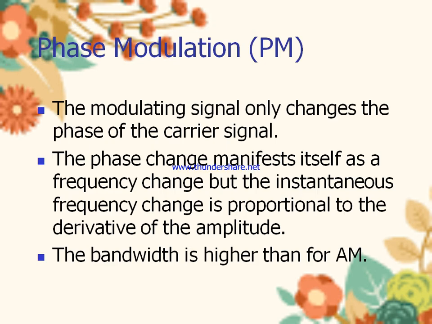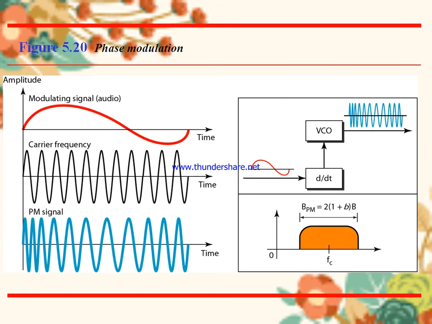Last one, phase modulation. The modulating signal changes only the phase; frequency and amplitude are static. The phase change manifests itself as a frequency change, but the instantaneous frequency change is proportional to the derivative of the amplitude. So here we have to use derivatives, because this is the angle of orientation. The bandwidth is higher than amplitude modulation, but approximately equal to that.